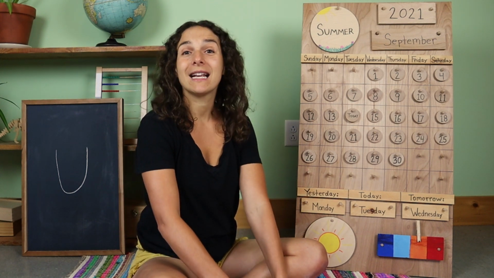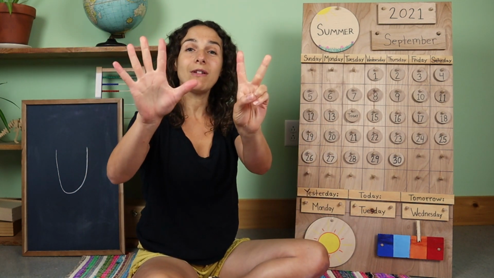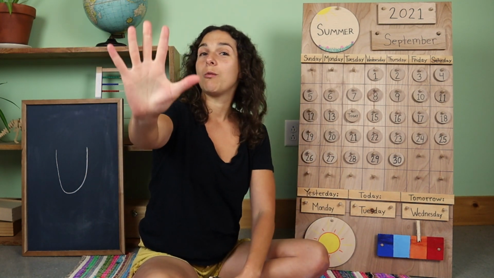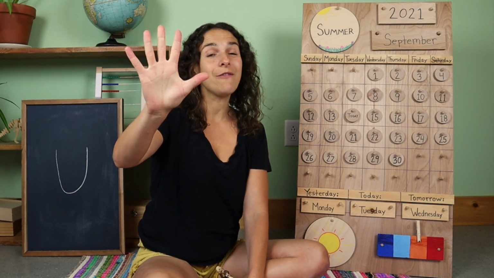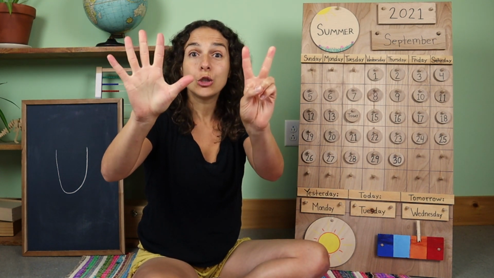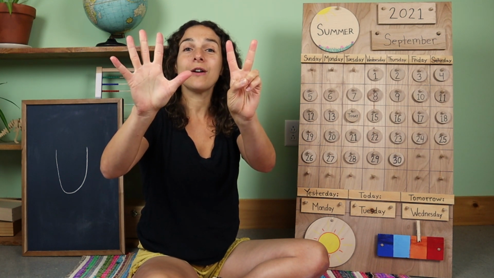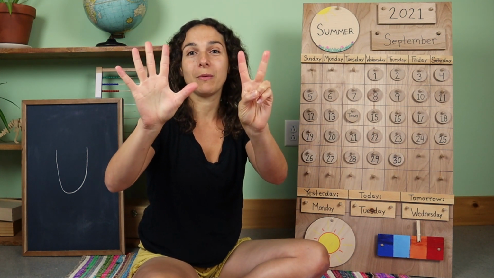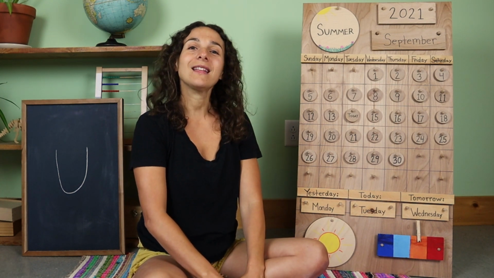Now it's time to sing the Day of the Week song. So for this song, we hold up 7 fingers like this. We start with one hand. One hand only has 5 fingers, so we need 2 more fingers like this to make 7. Each finger for each of the 7 days of the week. And if you know the words, you can sing along with me.